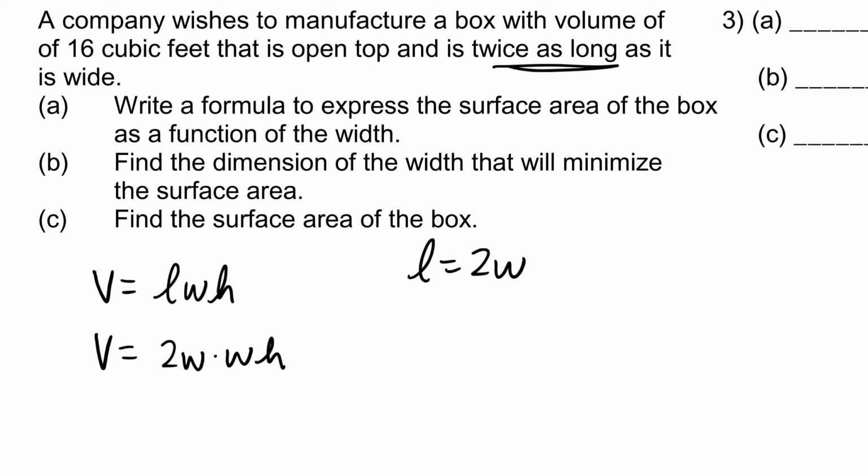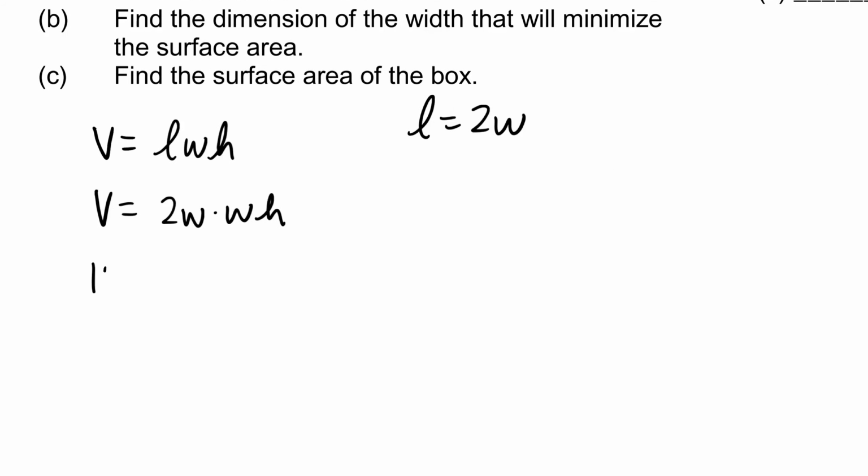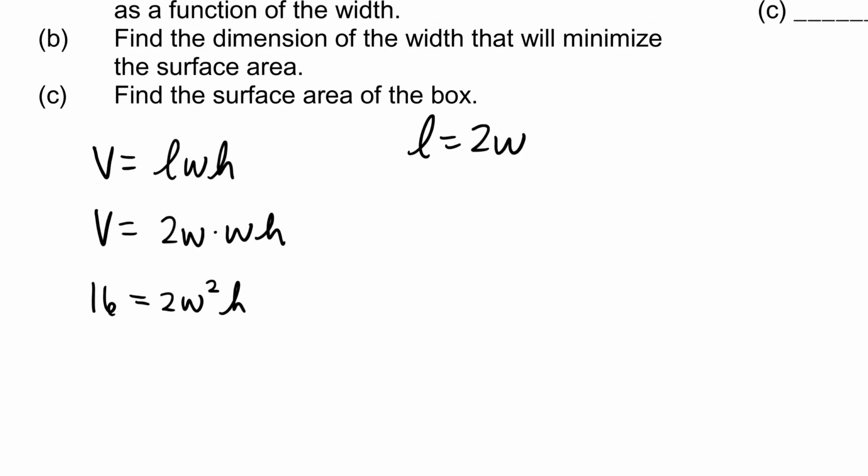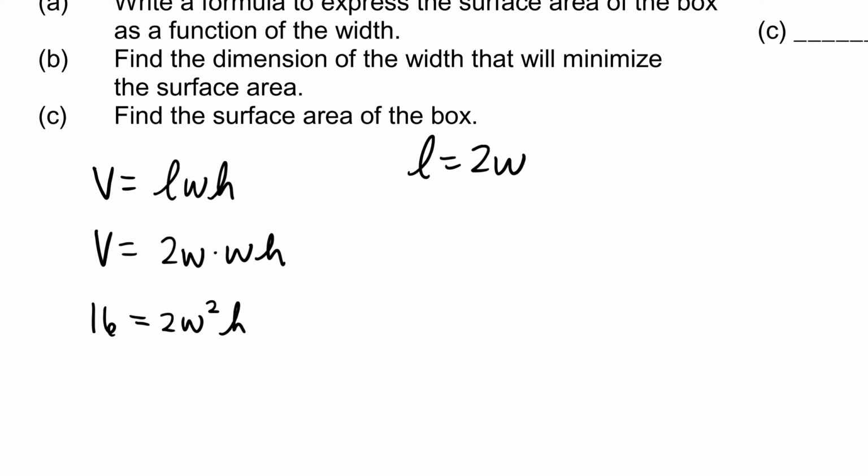Okay, we know the volume of the box. It's 16, right? 16 is equal to 2 times w squared times h. So I know we can put everything in terms of width. That's literally part A. Write a formula to express the surface area of the box as a function of the width. Well, width is in terms of width. Length, it's literally 2 times width. That's in terms of width. I need to find an equation for height in terms of width.